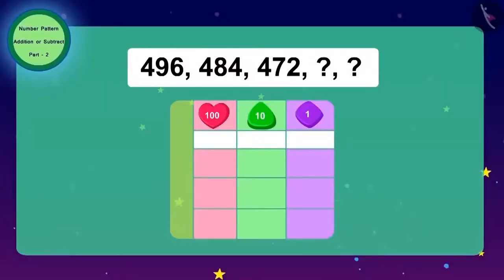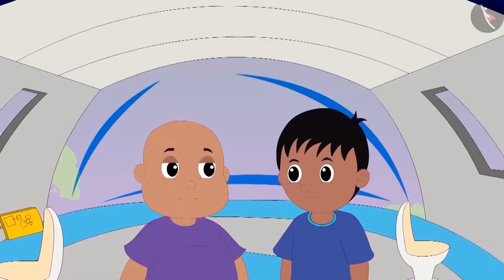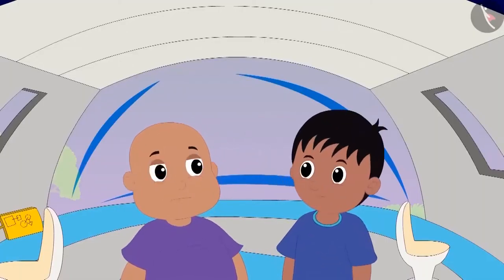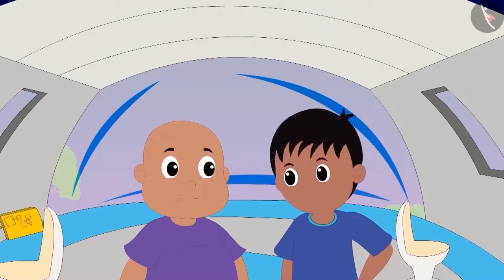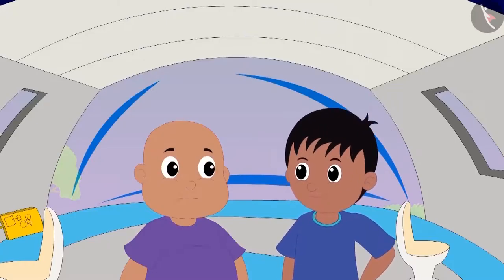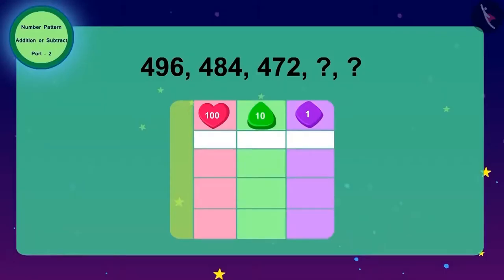Raju first subtracted 484 from 496. Now, how much did he get? He got 12. Now, he subtracted 472 from 484. Then, how much is left? Again, he got 12. Bablu, I got the pattern. In this code, every number is 12 less than its previous number. Raju said to Bablu.